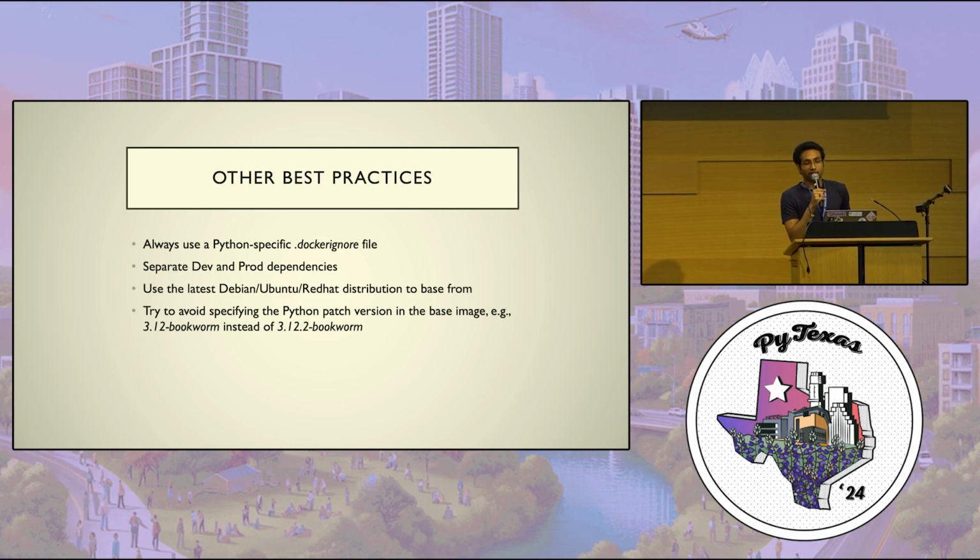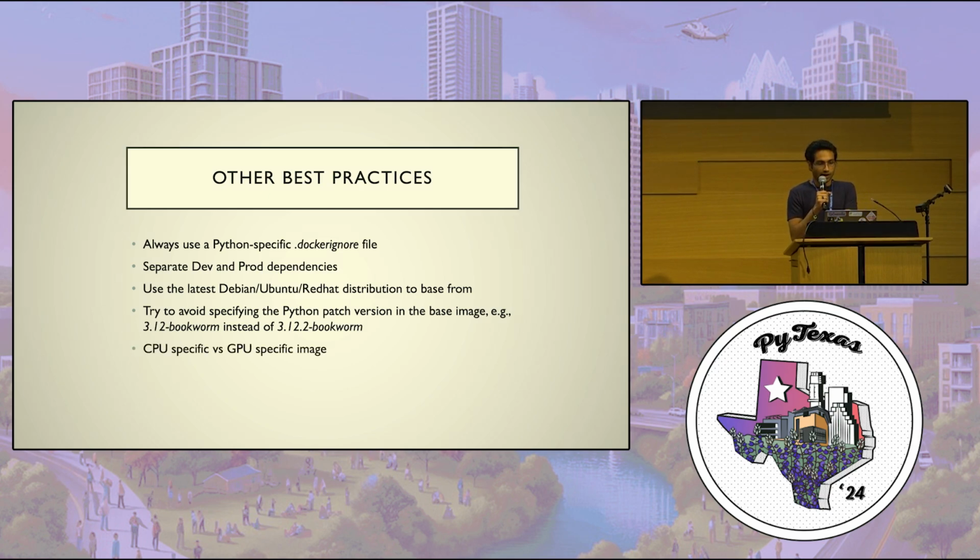And also try to avoid specifying the Python patch version from the base image. It's very easy to write 3.11.2-bookworm. Now what that will do is bind you to only that version. You won't get the patch updates. So something like 3.12-bookworm will just make sure that when 3.12.3 comes out, it will download that one.